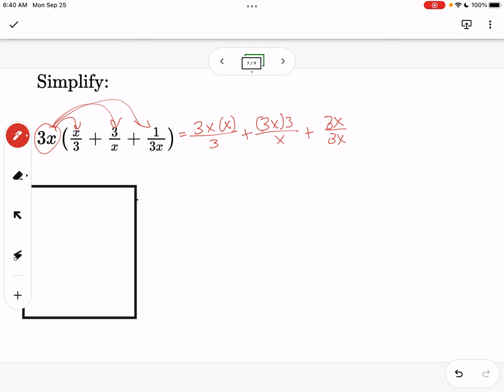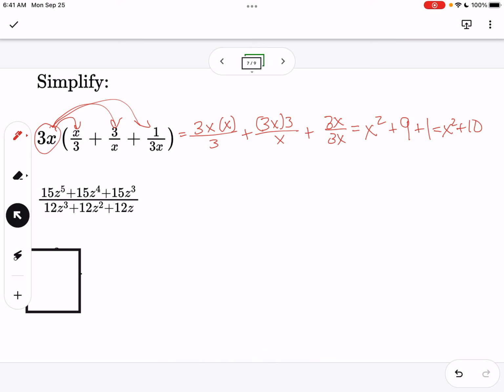So the first term simplifies. The 3's cancel, and we are left with x squared. In the second term, the x's cancel, and we are left with 9. And in the last term, 3x divided by 3x is just 1. So this expression simplifies to x squared plus 9 plus 1. Oh, wait, we're not done. We can write that as x squared plus 10. Now we're done.